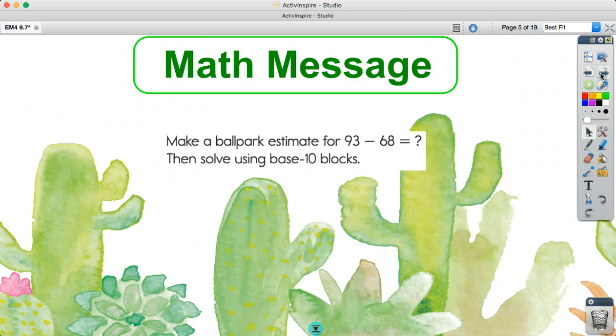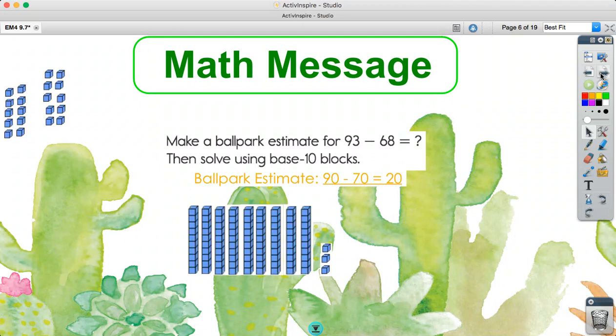Today's math message: make a ballpark estimate for 93 minus 68 equals, then solve using base 10 blocks. Please pause the video now. My ballpark estimate for 93 minus 68 would be 90 minus 70 equals 20. Now let's solve using base 10 blocks.